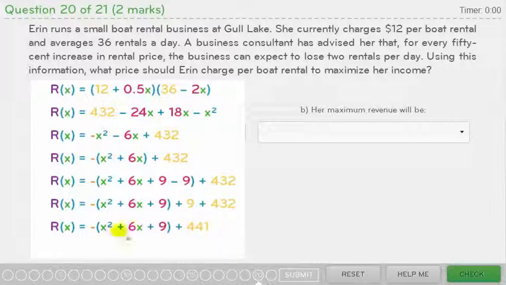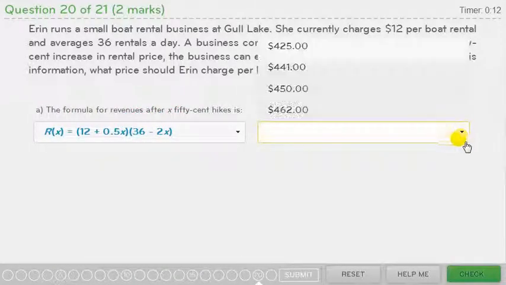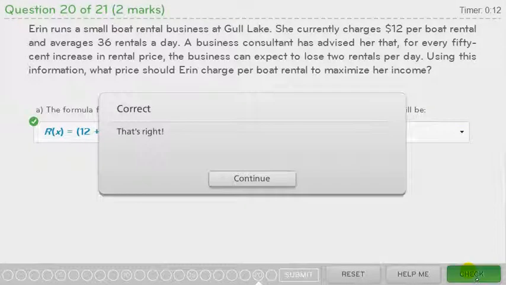And then finally, x squared plus 6x plus 9, when we complete the square, gives us x plus 3 all squared. Notice that we have completed the square. This is in vertex form. This number right here tells us that 441 is our maximum revenue. So finally, we can make Erin's maximum revenue $441, which will occur when she increases the price 3 times, or 3 times 50 cents for $1.50. Let's check our solution, and we are correct.